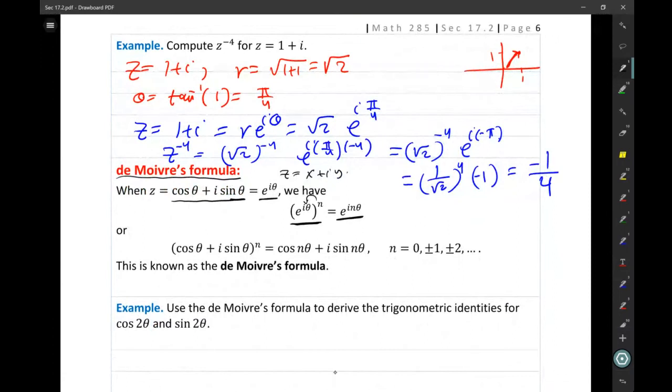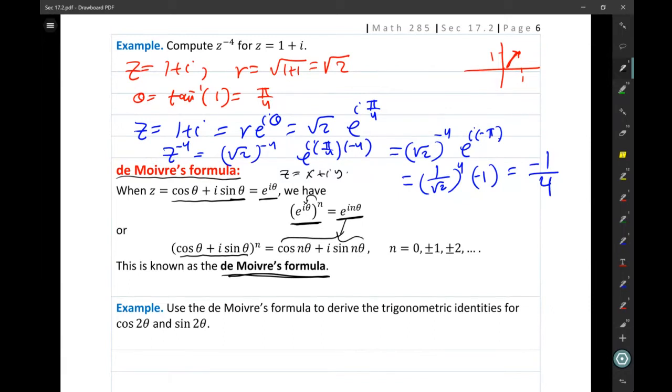Now e to the power i theta is equal to cosine theta plus i sine theta, so (cosine theta plus i sine theta) to the power n is equal to e to the power i n theta. The right hand side becomes cosine n theta plus i sine n theta. That's called De Moivre's formula. Now this one will be very helpful.